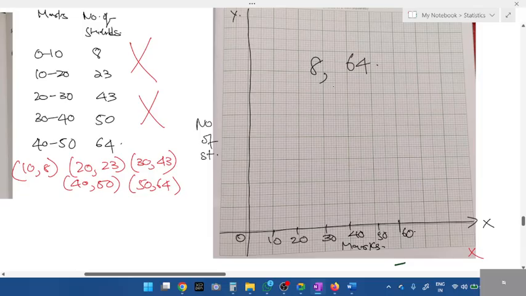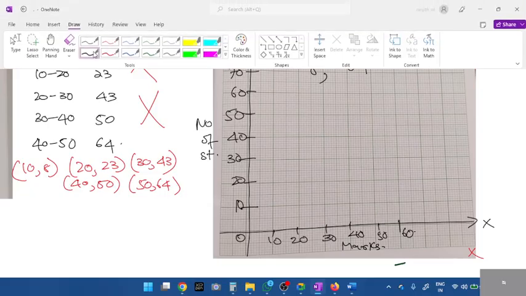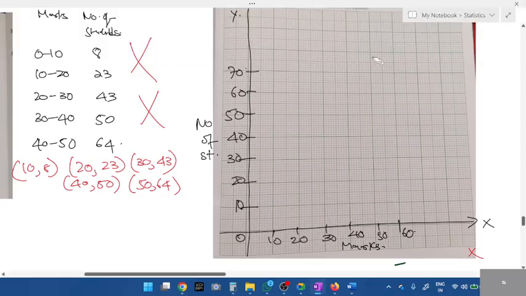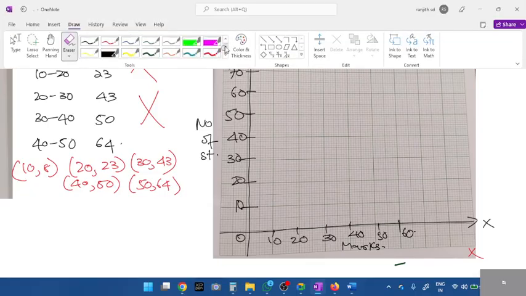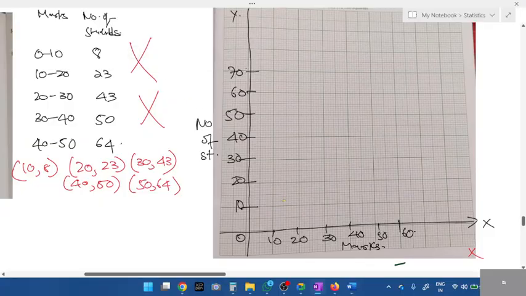Which time table can we take? 10 times table? We have up to 64, right? Take 10, 20, 30, 40, 50, 60, 70. Yes, start plotting. The first value. All of you should send it. Once you complete, you have to send. 10 comma 8 students. In x-axis 10, y-axis 8.